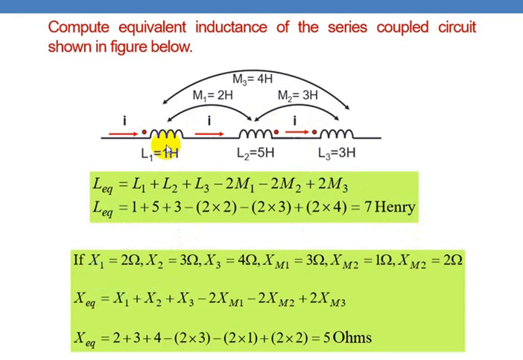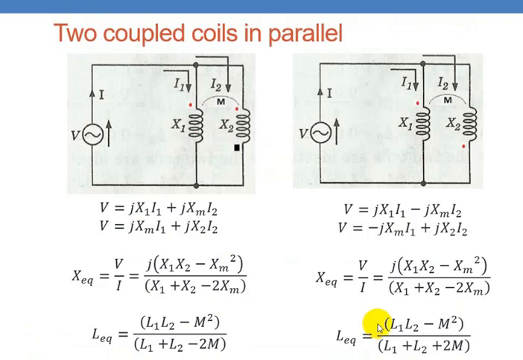Suppose the reactances of the inductances L1, L2, L3 and the reactances of the mutual inductances M1, M2, M3 are given, then you can use this formula: X equivalent equals X1 plus X2 plus X3, minus 2 XM1, minus 2 XM2, and plus 2 XM3. So substitute all the reactance values and you get the result.